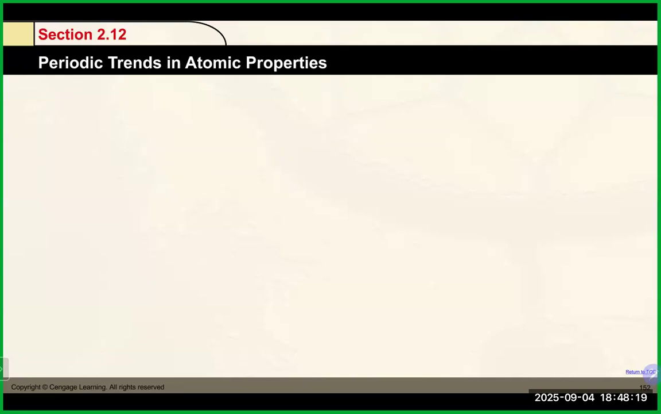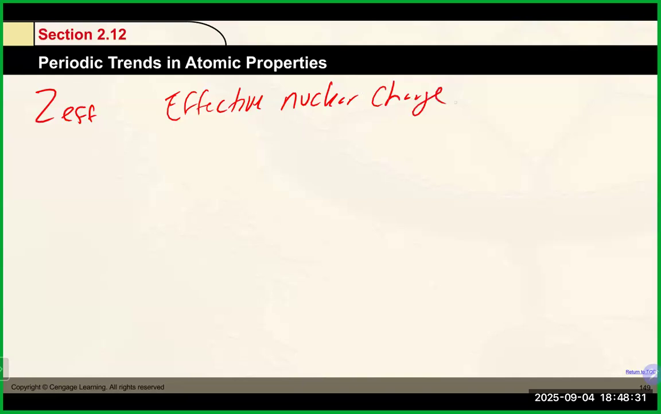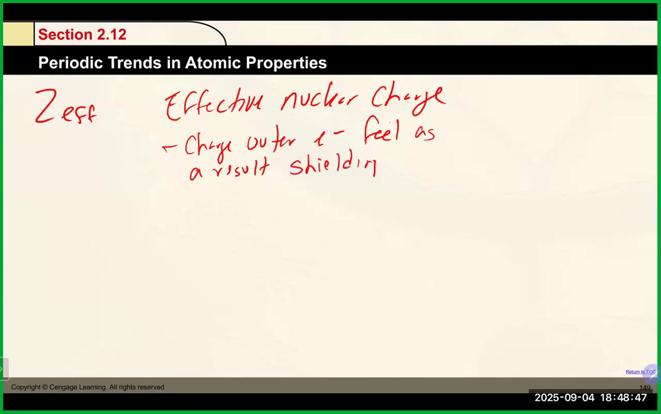The first periodic trend we're going to talk about actually is the one I just skipped, what is referred to as Z effective, and that is the effective nuclear charge. So the effective nuclear charge is the charge that outer electrons feel as a result of what is referred to as shielding. So let's just take a very simple example, which is lithium, 1s2, 2s1, right?